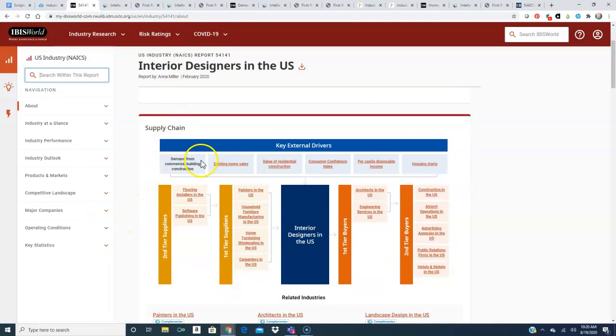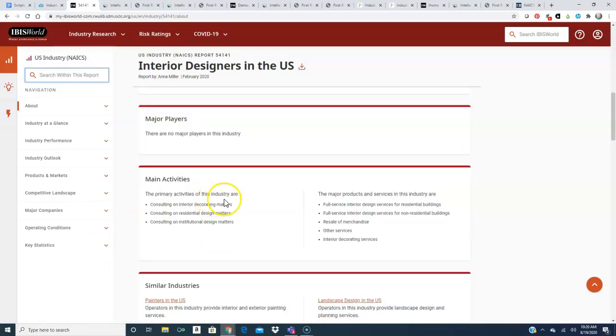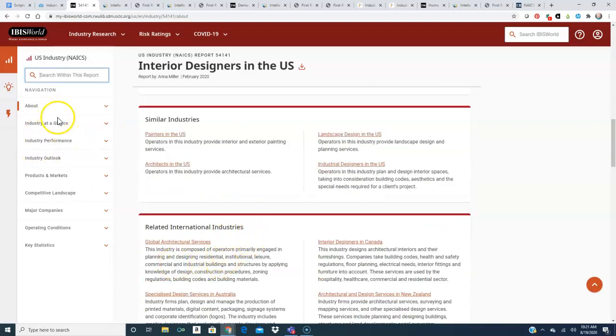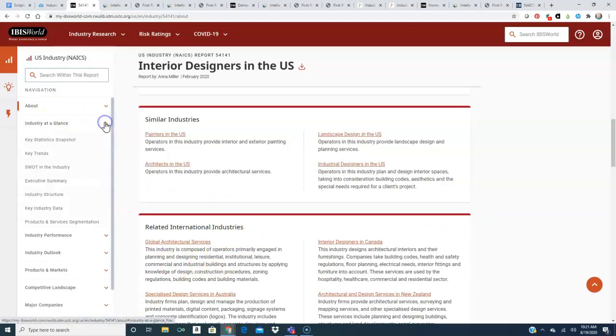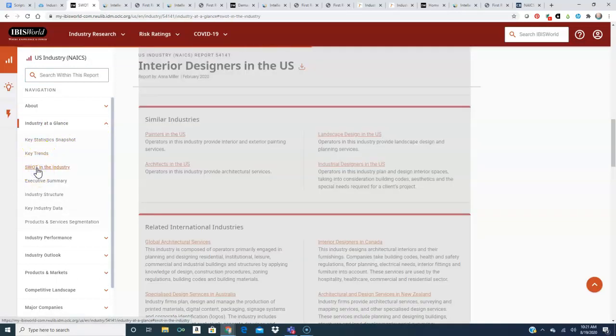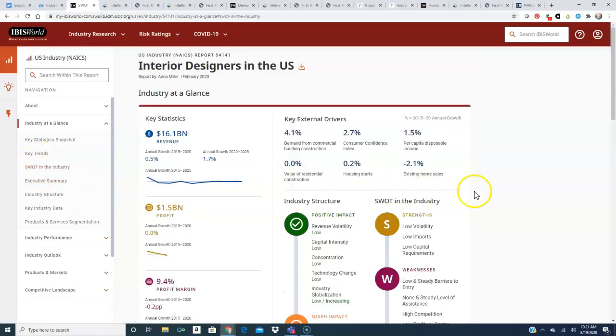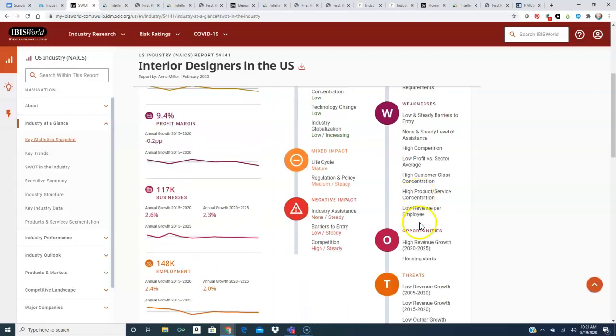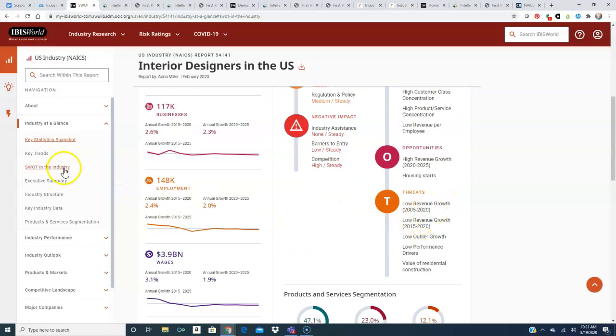You can find out about the industry, the supply chain, major players, similar industries, international industries. You can look over here. You can look at the industry at a glance, get your key statistics, trends, SWOT analysis for the industry, which is very important in any kind of business research to understand industry or a company's strengths, weaknesses, opportunities, and threats. You can get an executive summary and data and segmentation.